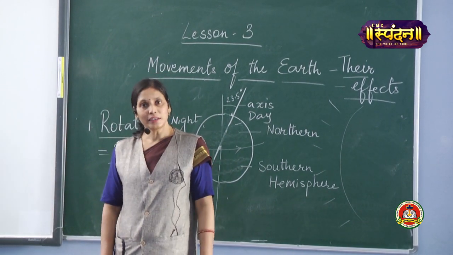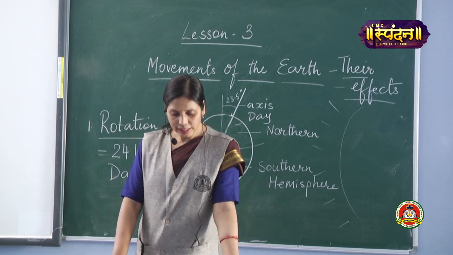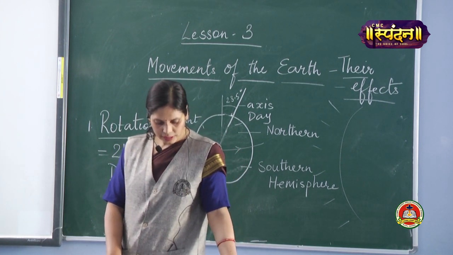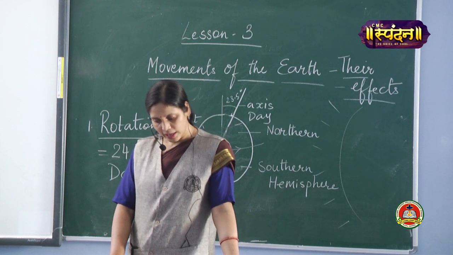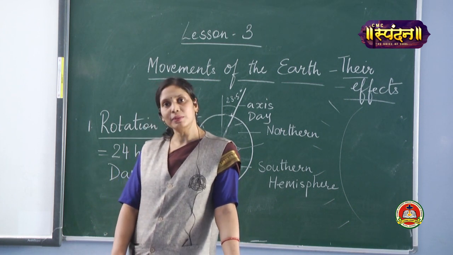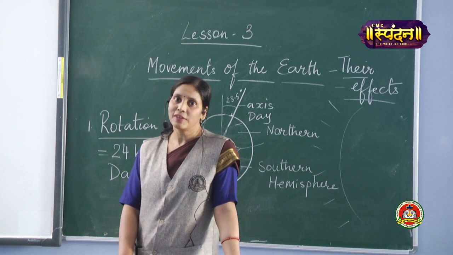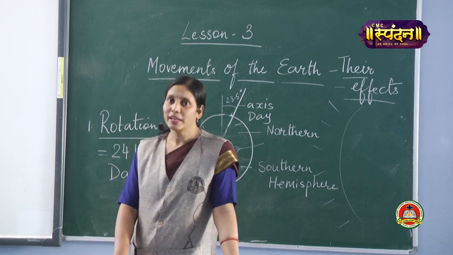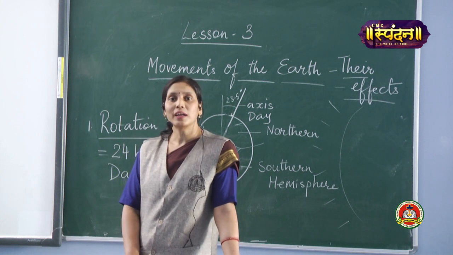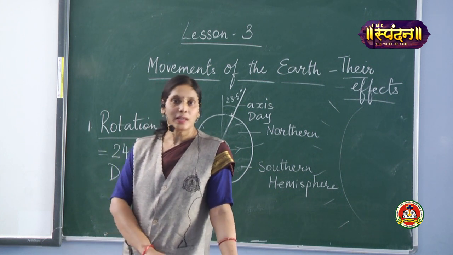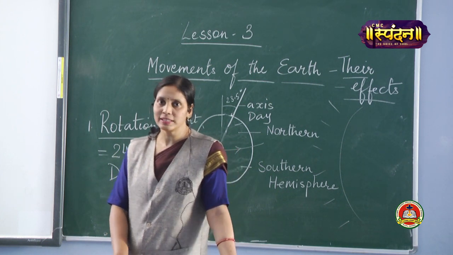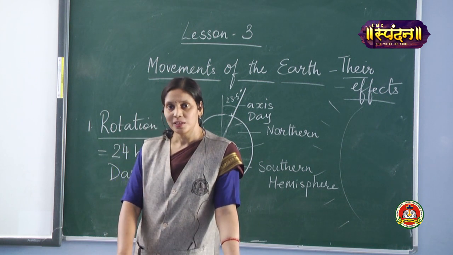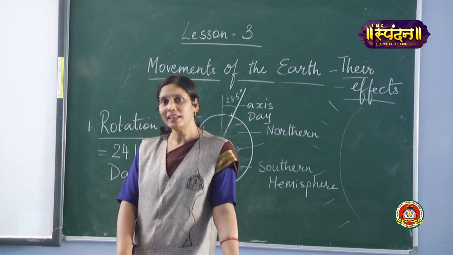So till here, please read the lesson, understand the keywords, underline the important points, and solve the exercises given on page number 275. And in our next class, we will start with the seasons, how seasons affect, and what the different seasons are, and the two new words, solstice and equinox. Till here, please read the lesson, go through it and understand.